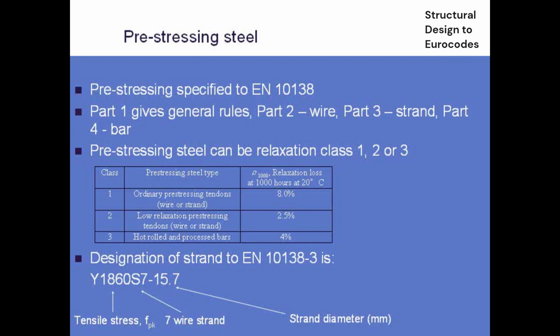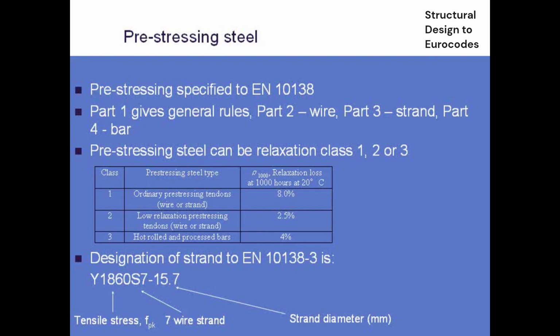When the EN eventually comes out, it will identify 3 classes of steel in terms of their relaxation at 1,000 hours. So class 2 is basically normal low relaxation pre-stressing strand that we use day to day now. Class 1 is for ordinary pre-stressing strand, which has a much higher relaxation at 1,000 hours. And then there's a separate classification for bars rather than strand.